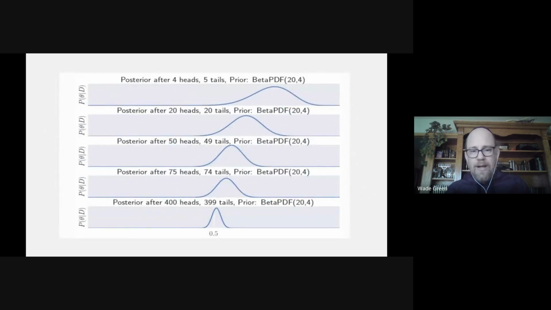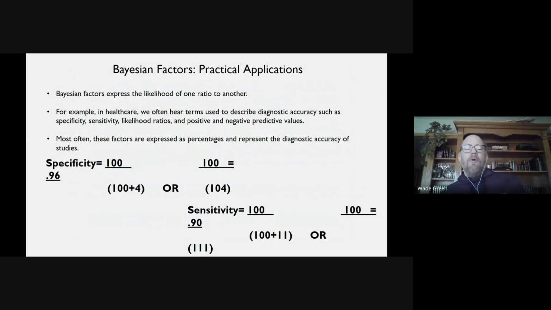All right. And so here we go again. You can see with total coin flips that we are constantly and continually updating assumptions based on occurrence of heads and tails, and on and on. All right, here's an example of what we're talking about. And like I said, we're going to dive into this deeper on Monday. So Bayesian factors express the likelihood of one ratio to another. In healthcare, we're going to hear terms used to describe diagnostic accuracy, like we talked about a second ago: specificity, sensitivity, likelihood ratio, and positive and negative predictive values.